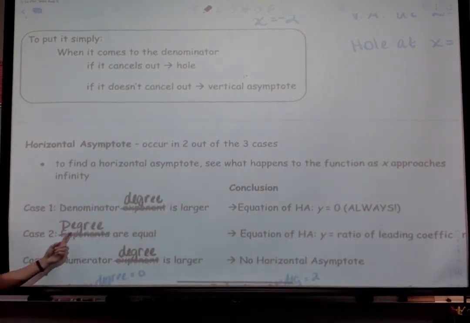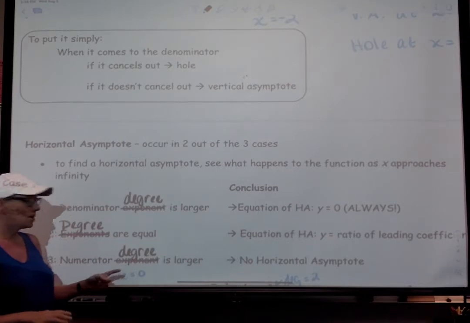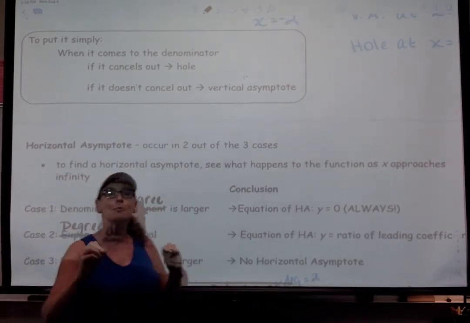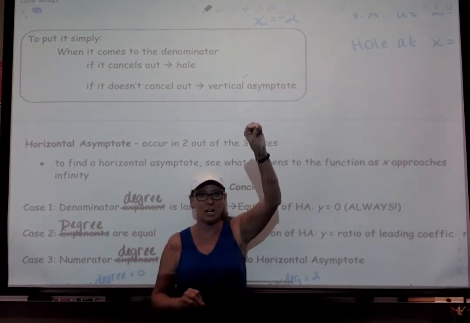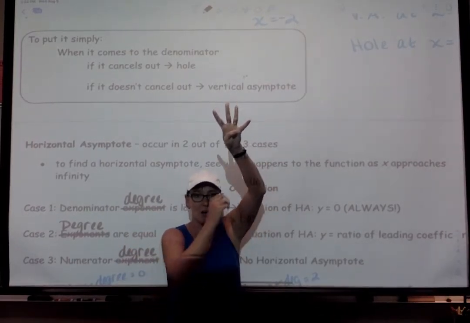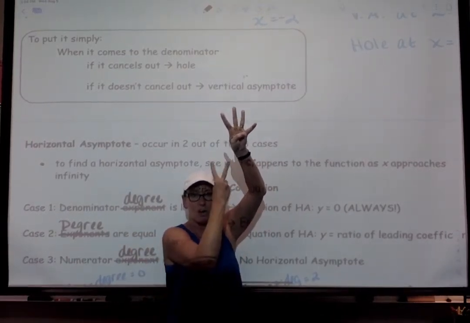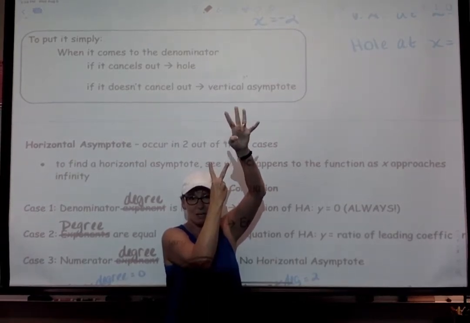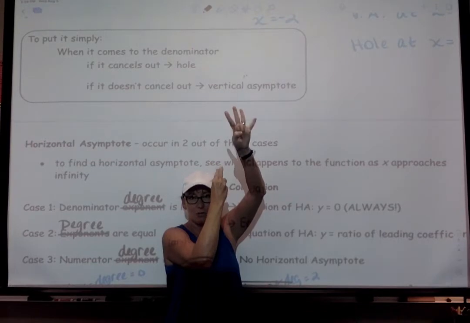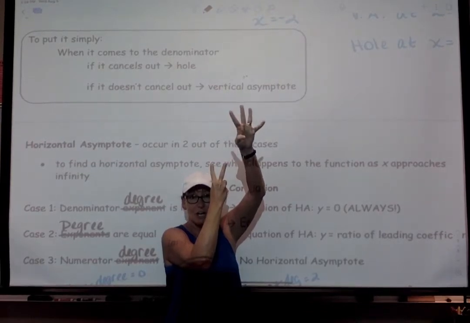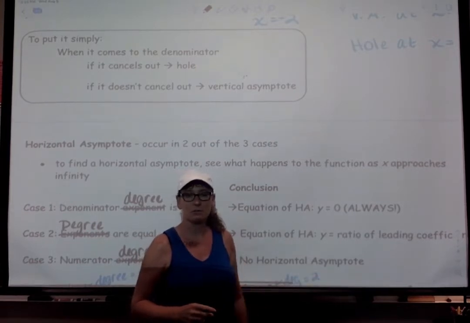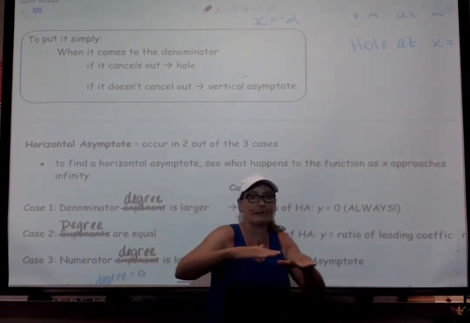Next case. What if your numerator degree is bigger? What if you've got a quartic over a quadratic? Quartic on top, quadratic on the bottom. Your numerator degree is bigger. There is no horizontal asymptote. Your function won't level off.